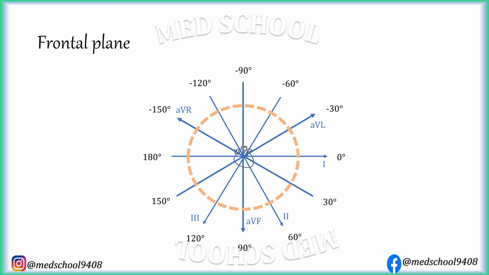Now as you can see, lead 2 axis is directed toward 60 degrees. Lead AVF axis is directed toward 90 degrees. Lead 3 axis is directed toward 120 degrees. Lead AVL axis is directed toward minus 30 degrees. And lead AVR axis is directed toward minus 150 degrees. This is the complete picture of frontal plane.